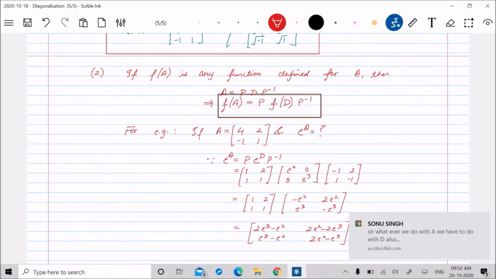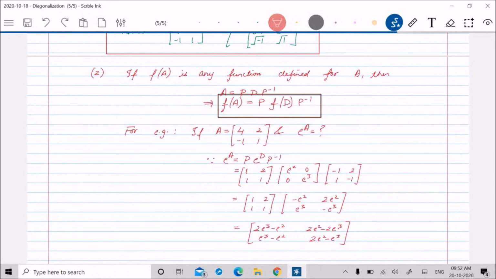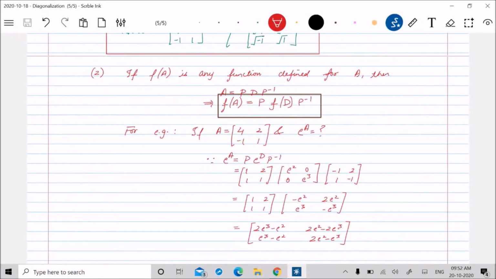So whatever we do with A, we have to do with D, yes, of course, so you are right. Whatever you do with A happens with the D, and this is the second time I'm saying this. Two lectures back, I told that whatever you do with the matrix, the same happens with the eigenvalues. This was my last statement. But today our statement is modified. I'm saying that whatever you do with matrix A, the same happens with the diagonal matrix D.